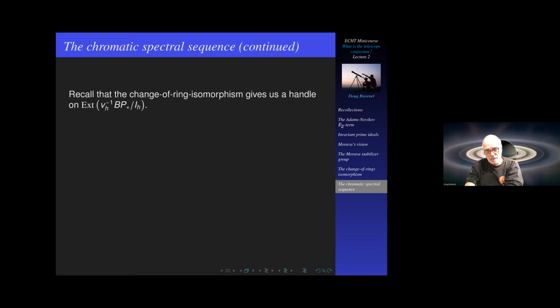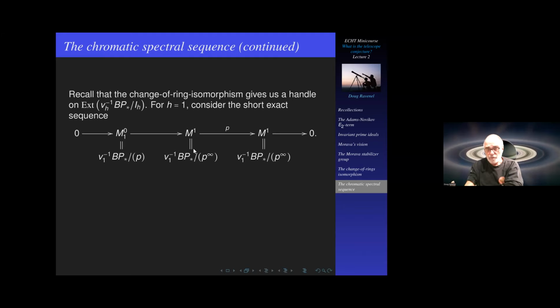So for h equals one, there's a short exact sequence. This is different from the one I had before. There's a short exact sequence that goes like this. So this is our M1 here, v1 inverse BP star mod p infinity. You can map it to itself using multiplication by p. That map is onto, because this is a p-divisible gadget that we're looking at. Everybody in M1 is divisible by p, so multiplication by p is onto. And the kernel of that map is this gadget. So there's a short exact sequence of comodules that looks like this.